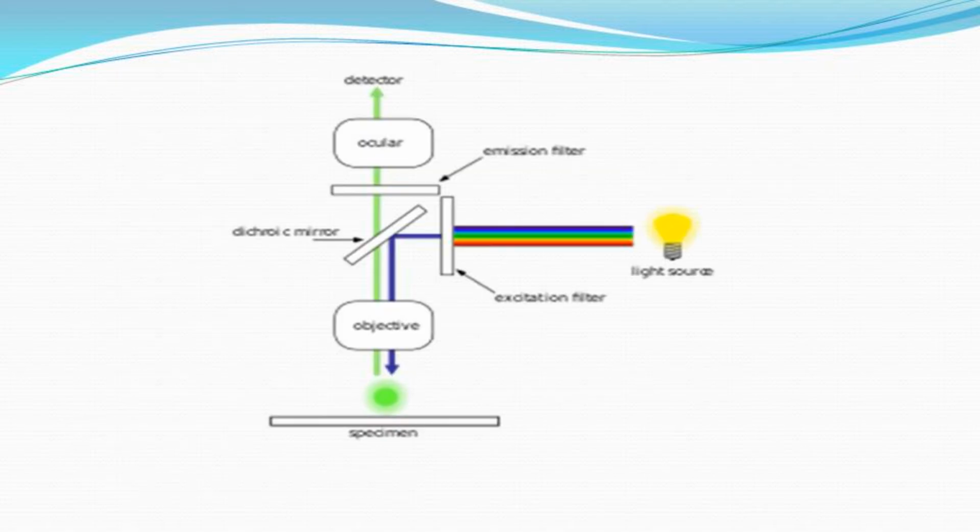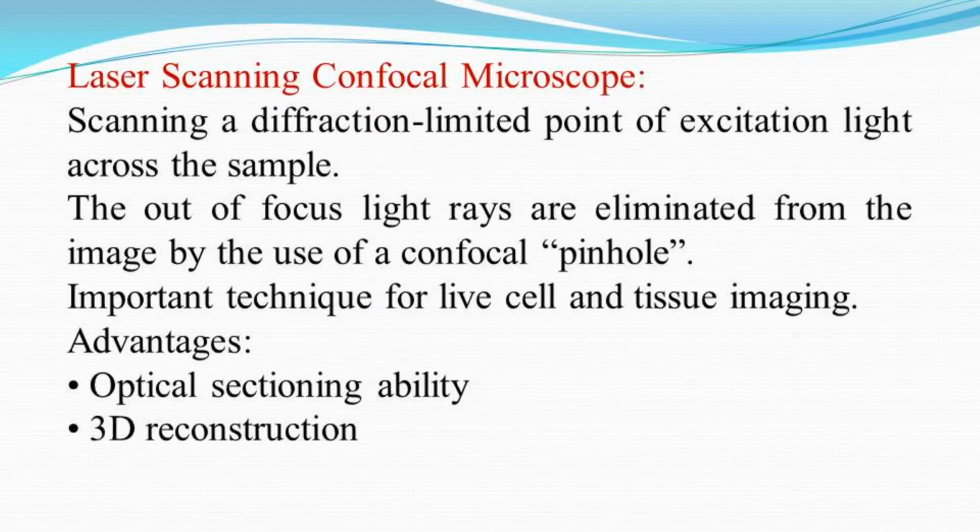This image shows the working of the fluorescence microscope, in which it uses the dichroic mirror and two types of filters: the emission filter and the excitation filter. The specimen is finally detected using a detector.